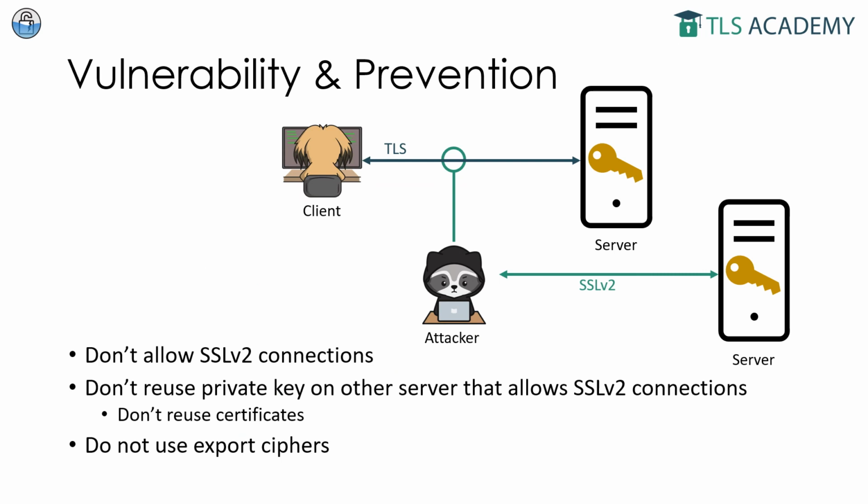To protect against DROWN, servers should be configured not to allow SSL version 2 connections at all. Because certificates cost money, private keys are sometimes reused among servers. Thus, server operators also need to ensure that their private keys are not used anywhere else with server software that allows SSL version 2 connections. This includes web servers, SMTP servers, IMAP and POP servers, and any other software that supports SSL or TLS. And to make it harder for attackers to retrieve session keys, you should not allow the use of export ciphers.